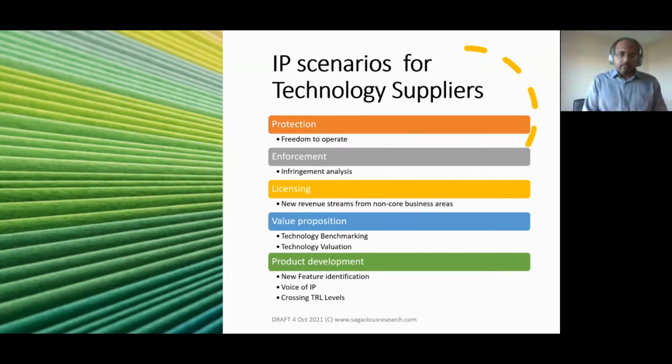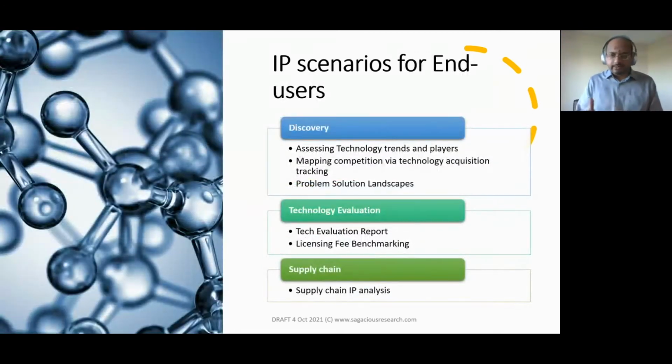So this is a glimpse of the different IP scenarios where the technology supplier might find it useful to engage in IP research to guide their decision making in different areas. Now, when we look from an end user perspective, there are three key areas where this can help. One is in discovery. So you want to discover new technology trends in a certain problem area that you're facing, how other people are addressing it. So looking at that and who are the key players, you want to identify that.